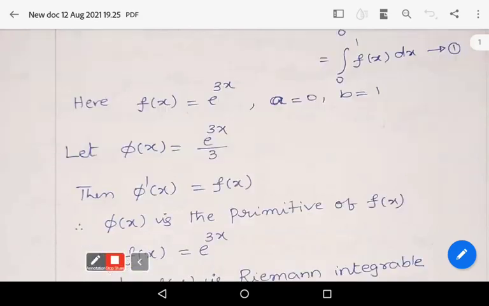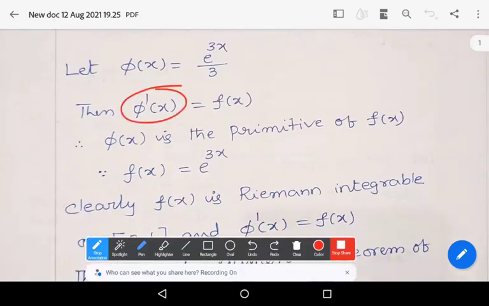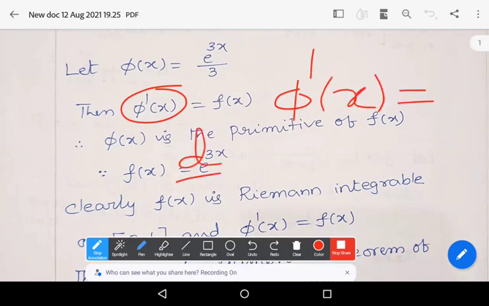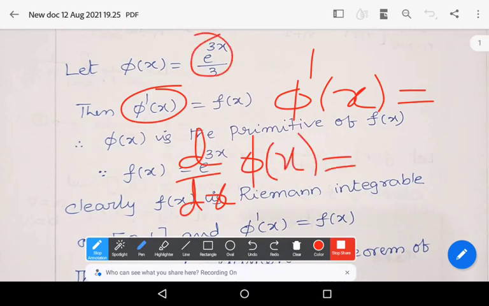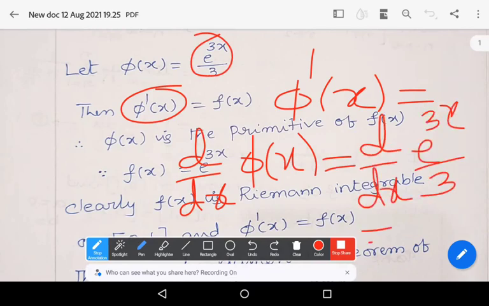Now calculate phi dash of x. What is phi dash of x? Phi dash of x means the derivative of phi of x, d by dx of phi of x. What is phi of x? e power 3x by 3. d by dx of e power 3x divided by 3, simply you get e power 3x.